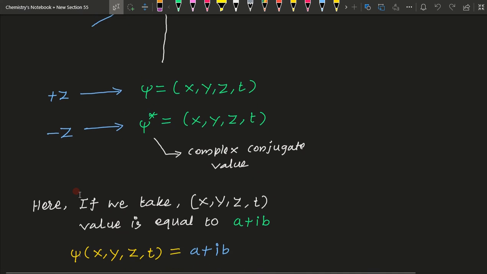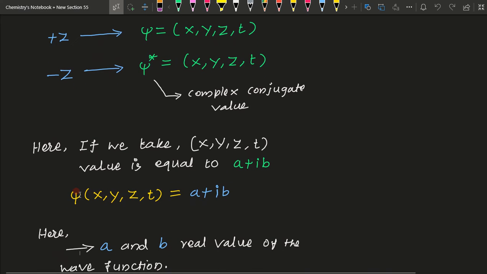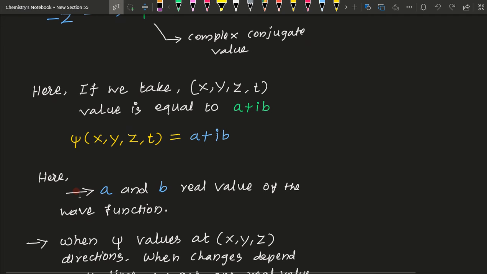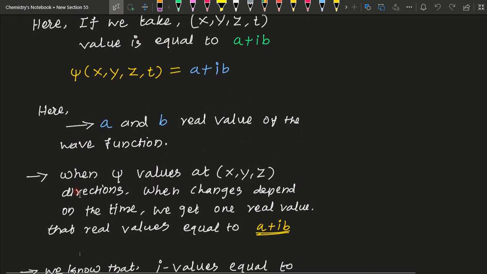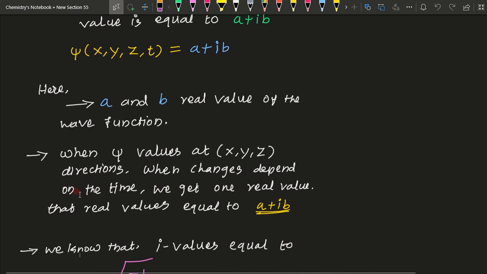Here if we take psi(x, y, z, t) equal to a plus ib, where a and b are real values of the wave function. When the psi values at x, y, z direction change depending on time, we get one value. That value is equal to a plus ib.